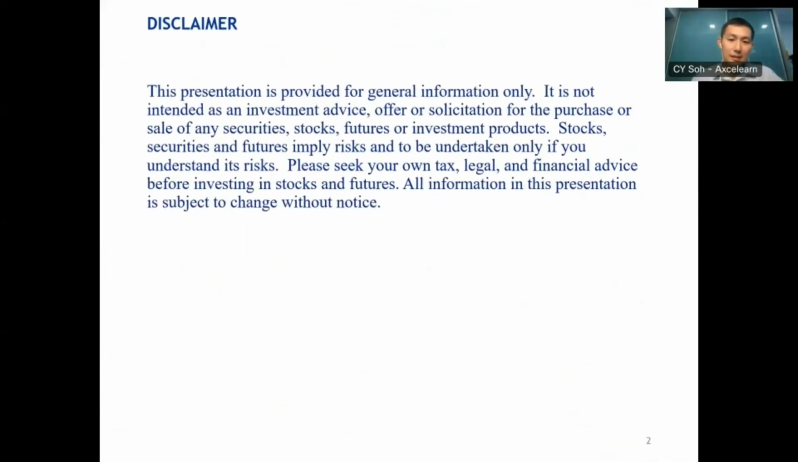Now, a quick standard disclaimer. I'll give you a few seconds to look through it. This presentation is provided for educational purposes only, to give you a quick understanding, to widen your horizon and exposure to some of the key knowledge in trading. However, you still need to study in detail and develop the necessary trading strategies, methods, or even styles that suit you.